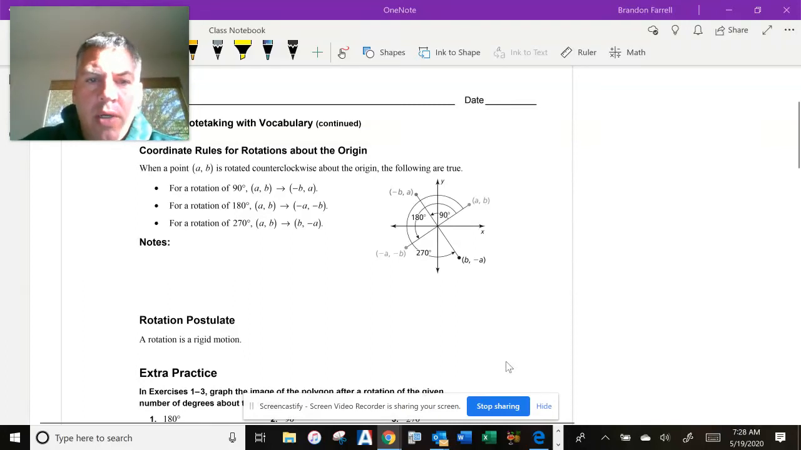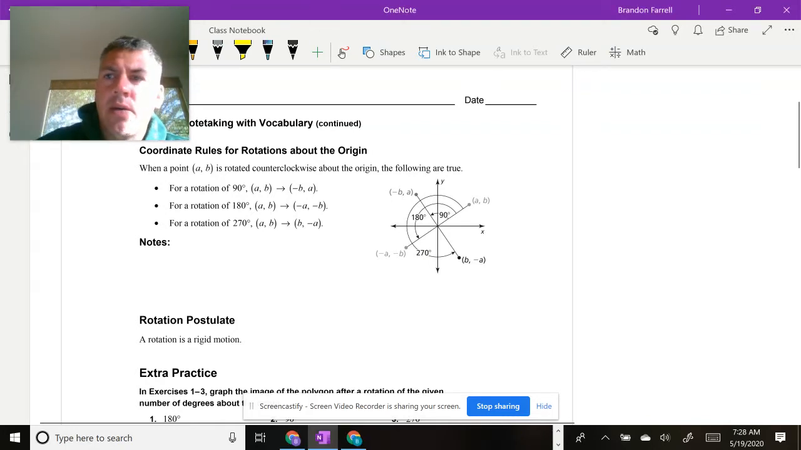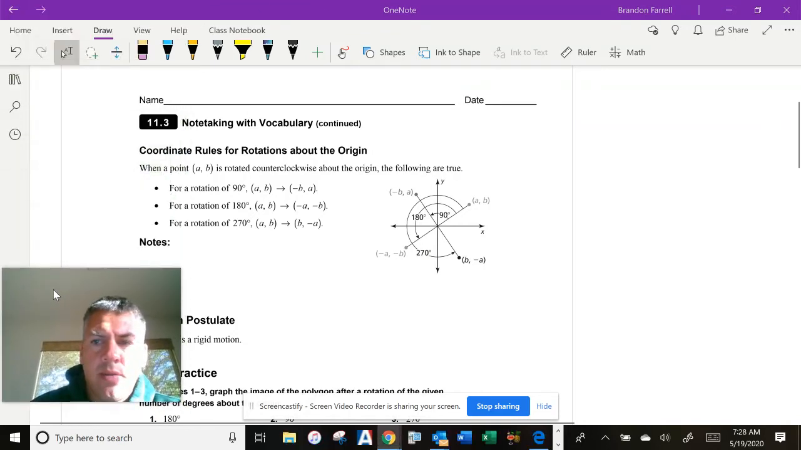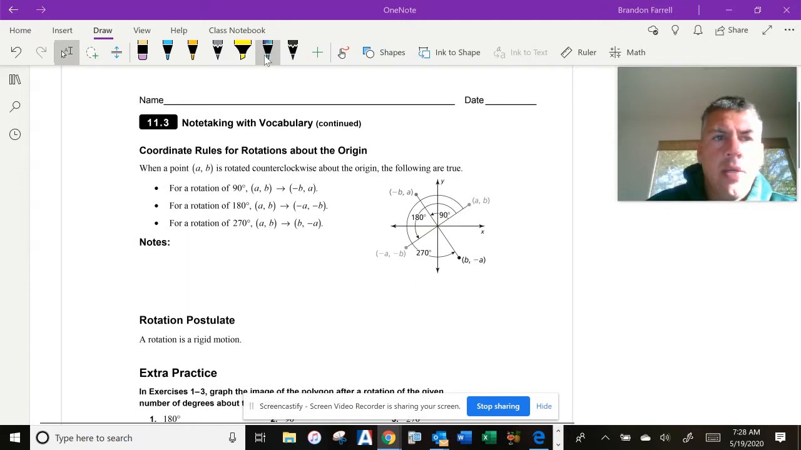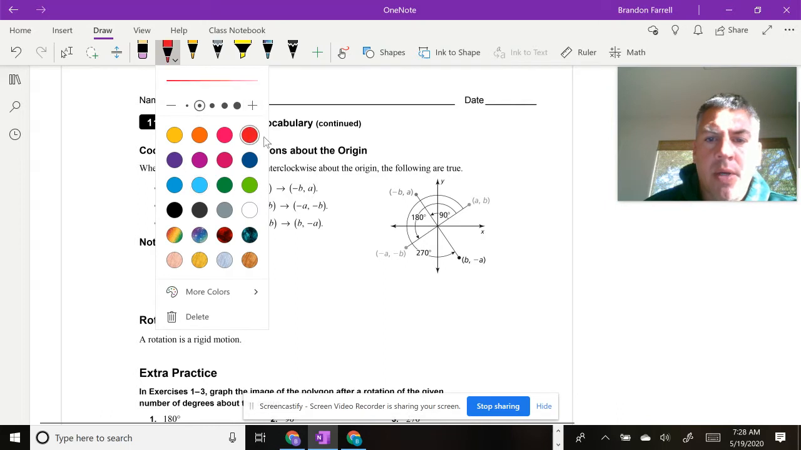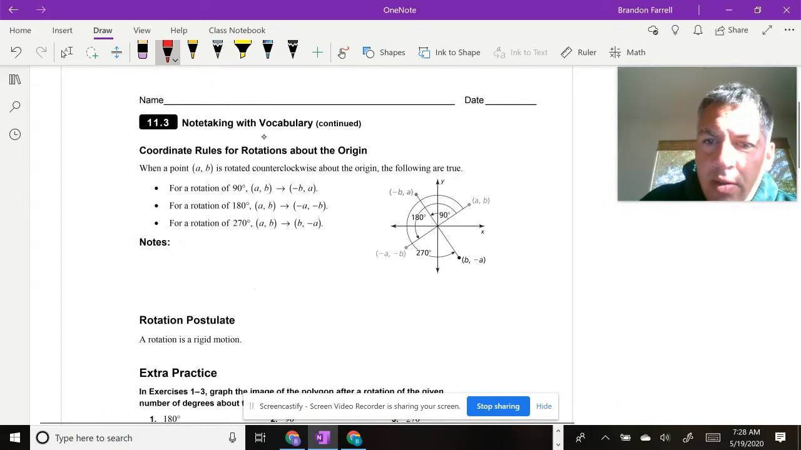All right, we're going to begin with 11.3, which we're going to be talking about rotations. As you can see in our paper, we want to take a point. Let's call it A, B, and we're going to rotate this around the coordinate plane in 90-degree intervals.